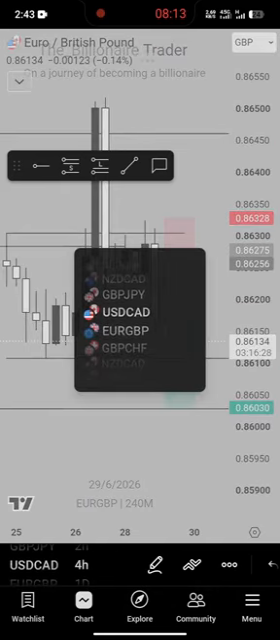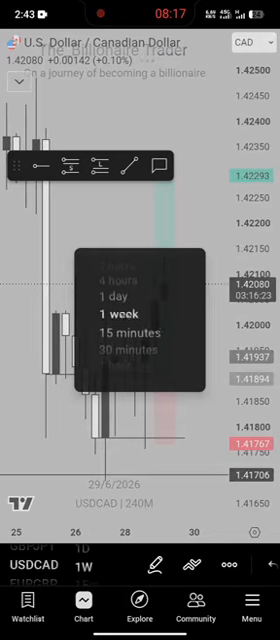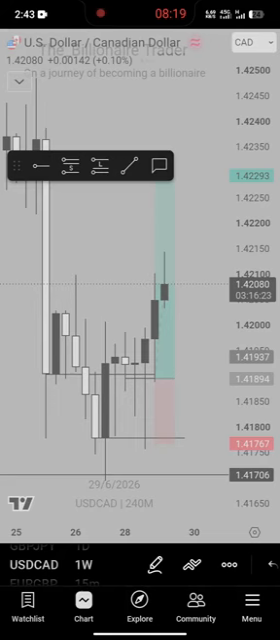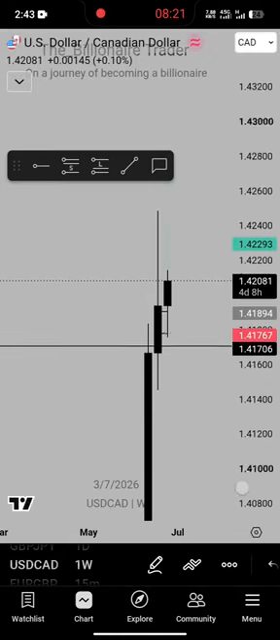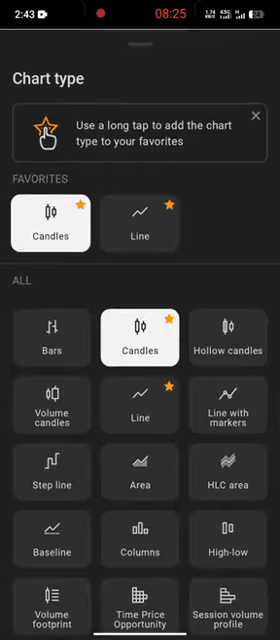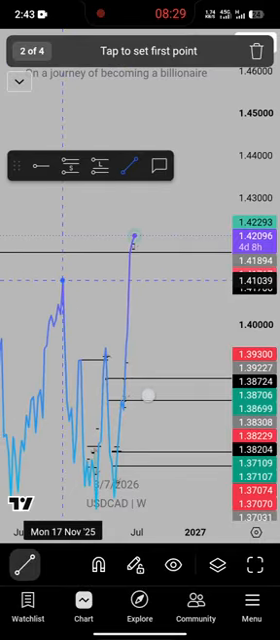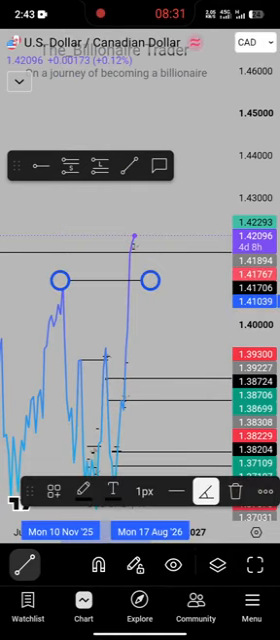Okay, USD CAD. This trade, I actually missed this trade. I did not see it before it played out. So on the weekly, if you look at the weekly time frame, as we can see, we are bullish. We also invalidate opposing key level here too on the weekly. So we are bullish on the weekly.